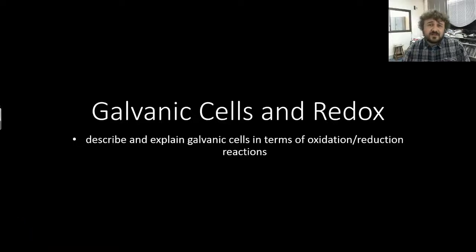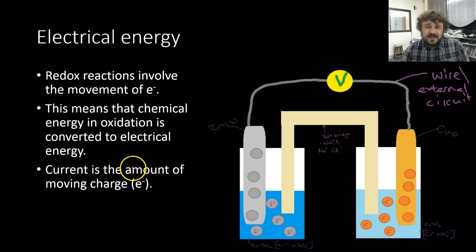Alright guys, so now let's have a look at how galvanic cells work using redox reactions. A redox reaction, as we know, involves the movement of electrons. What this means is that chemical energy is converted into electrical energy through oxidation. In other words, as the reductant is oxidized and loses its electrons, it causes the electrons to move, which is electrical energy. And the current is the amount of moving charge, which in this case is electrons.